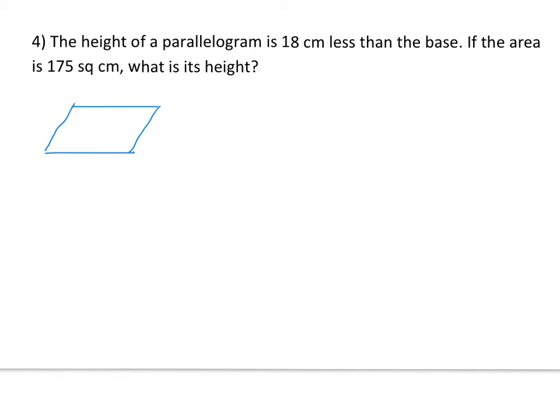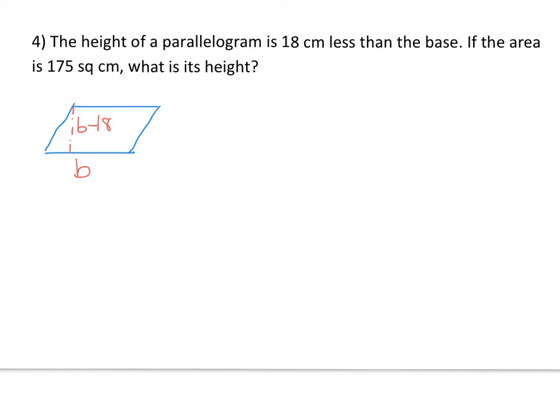Okay, all right, so now it says the height, so here's my height, comes right down there, is 18 less than the base. So what I'm going to do is call the base B, since I really don't know what, I mean, it can be any letter. It can be X or Y, whatever. I'm going to call it B. And now I know the height is 18 less, so I'm going to put B minus 18 here for my height.